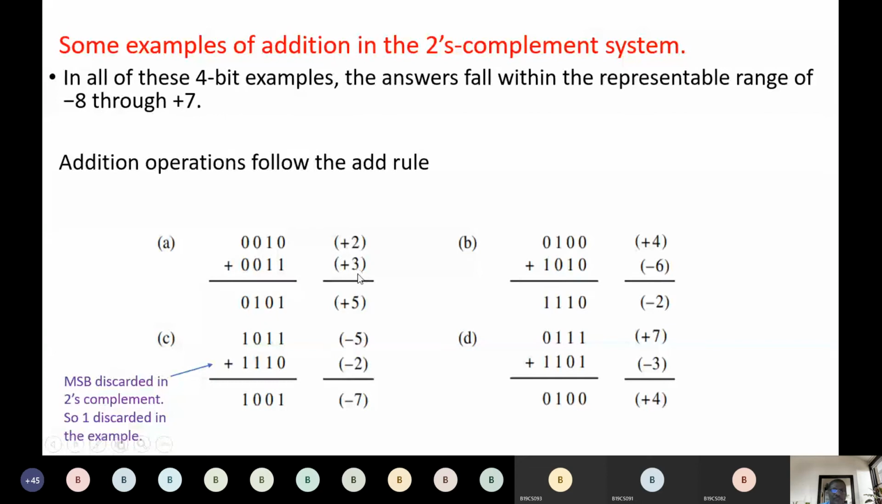So +2 +3 is +5, and -6. We already know +4 -6, according to general human mathematics, is -2. When done in 2's complement also, we get -2 only. +7 -3 in 2's complement, when we do. Okay, remember all the numbers are represented in 2's complement. +3 in 2's complement, +2 in 2's complement.